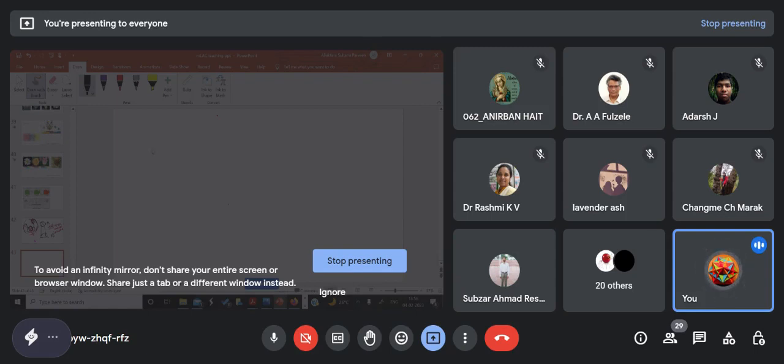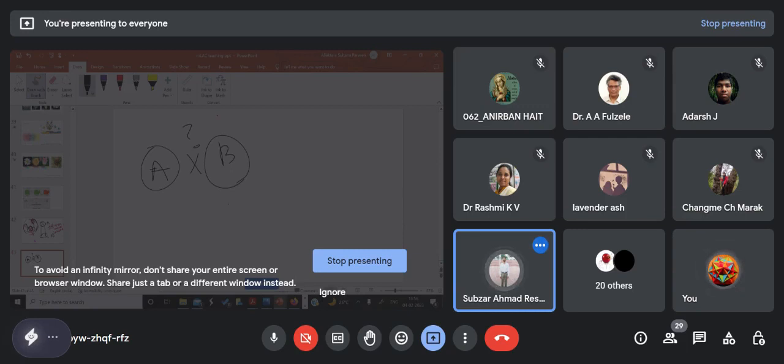Okay, what I was talking about is the two-hybrid assay. Suppose you have a protein A, and you have another protein B. You want to see whether these proteins interact with each other or not. Why is that important? Because what happens in many cases.